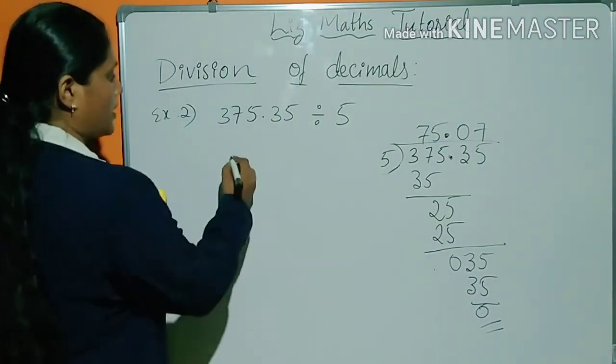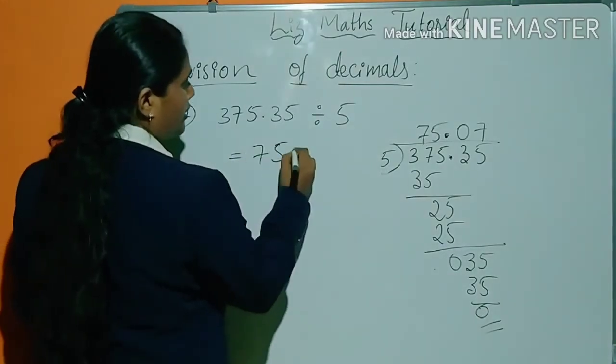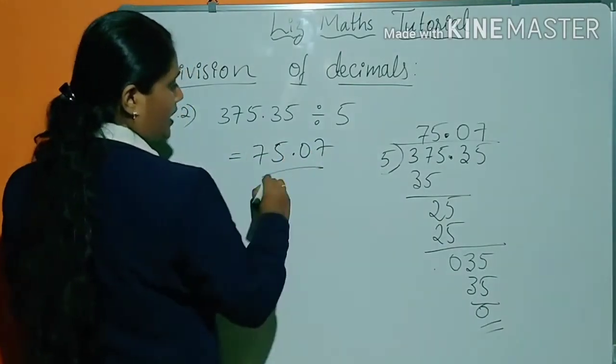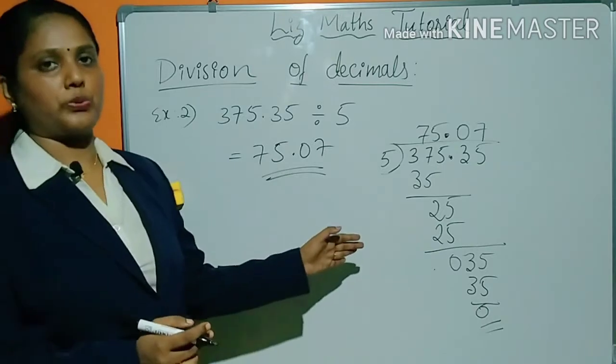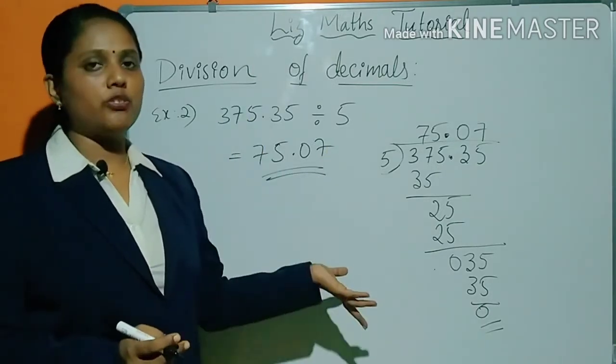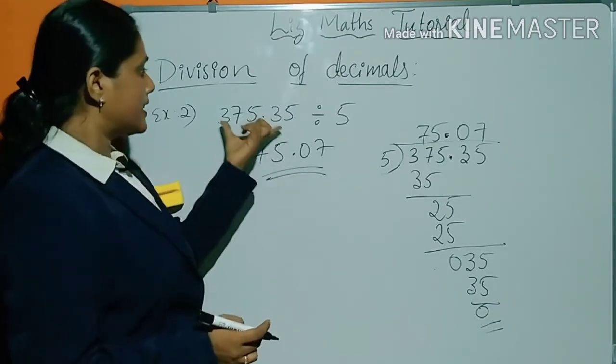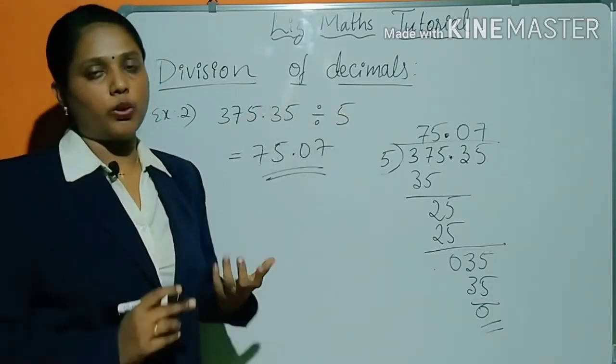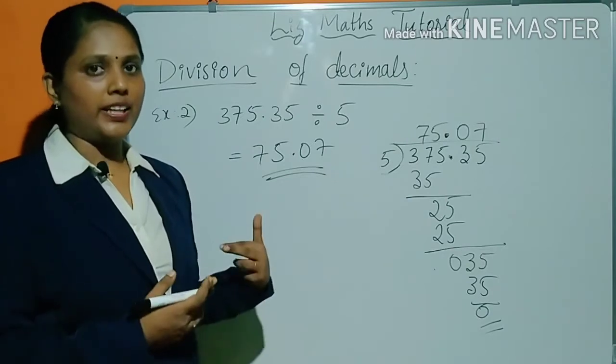So what is the answer you got here? 75.07. You can go for the direct division also when you have a whole number here. But if you don't have a whole number here, if you have a decimal value on both sides, what you have to do? I'll take up the next example.